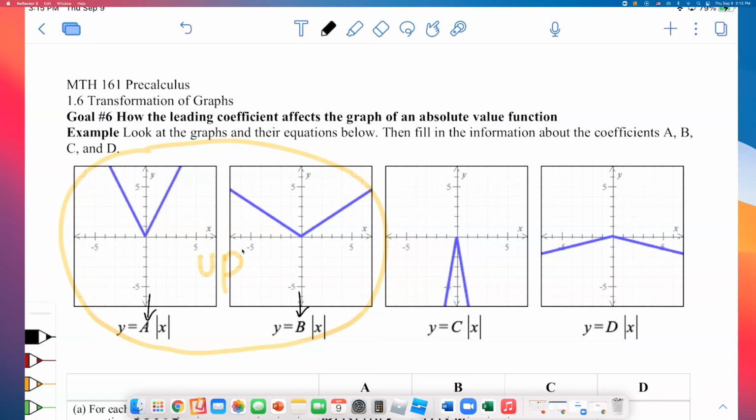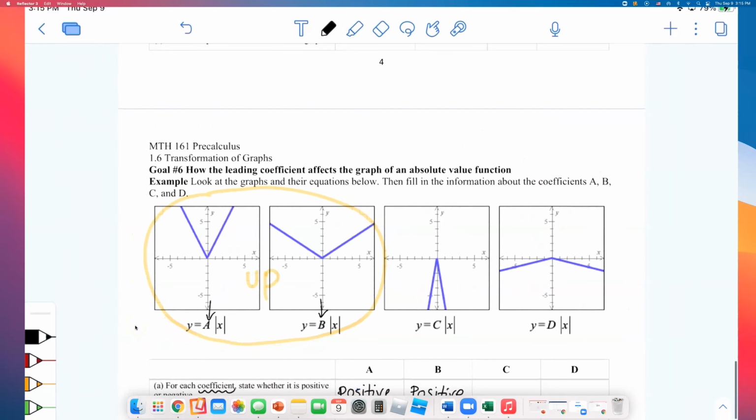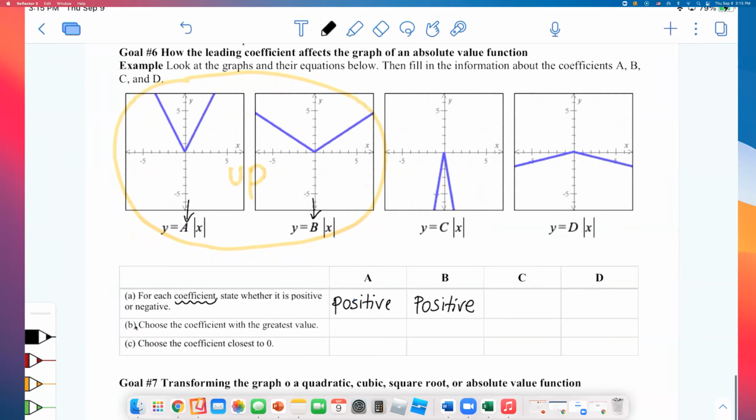If a graph opens upward, we know that these coefficients must be positive. Oh, sorry, you couldn't see what I was writing down. Our first part is asking you, for each coefficient, state whether it is positive or negative. I said A and B must be positive because the graphs are opening up for these 2, right?